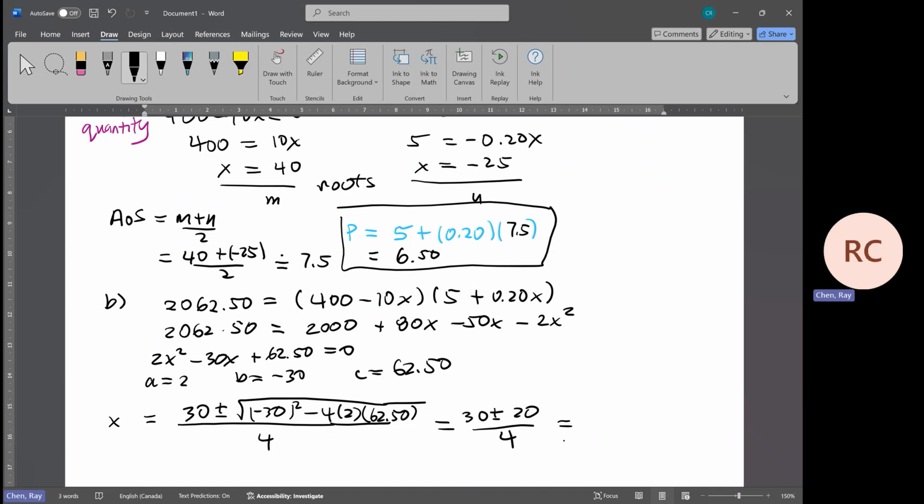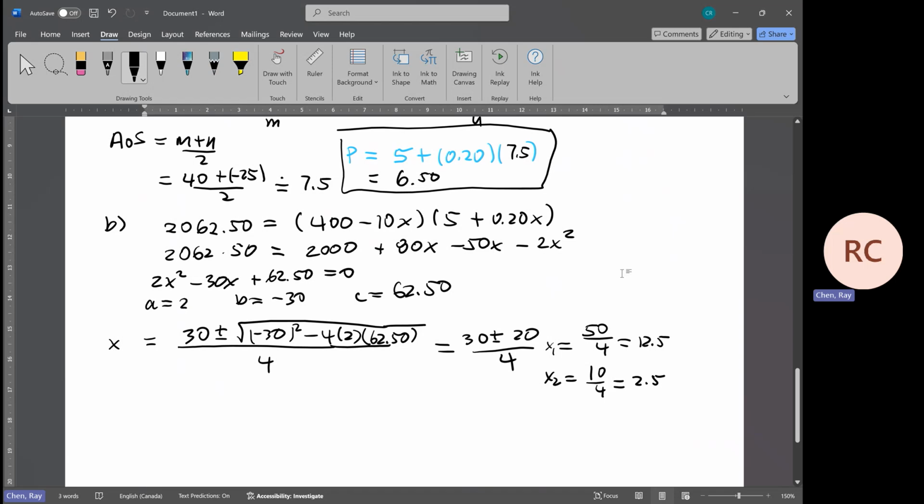In this case, the first answer, call it x1, the second one will be x2. So 30 plus 20 is 50. I'll just go slowly. 50 divided by 4 is 12.5. And the other answer is 30 minus 20, which is 10, 10 over 4. And that's 2.5. So there's actually two answers that are going to yield this revenue.